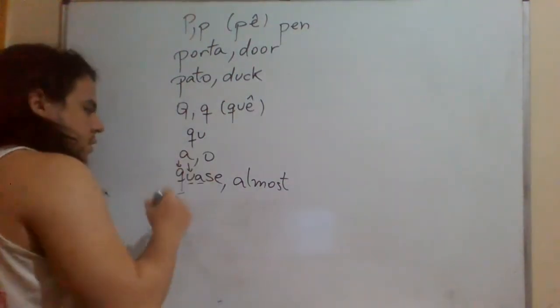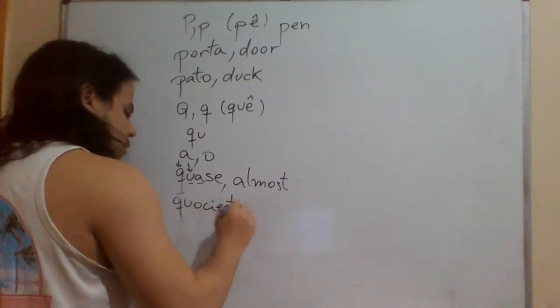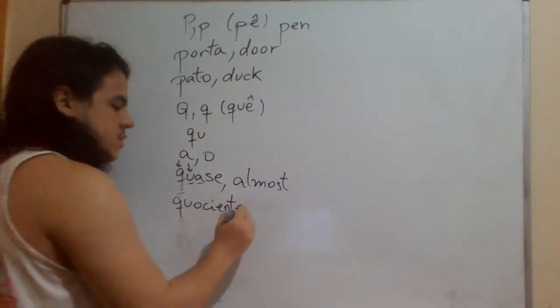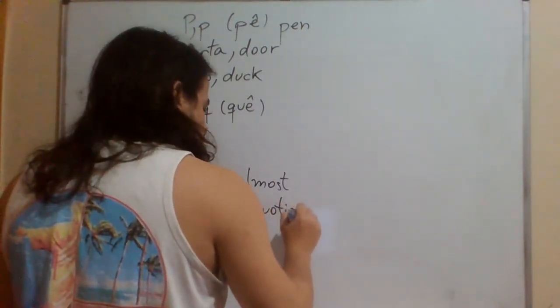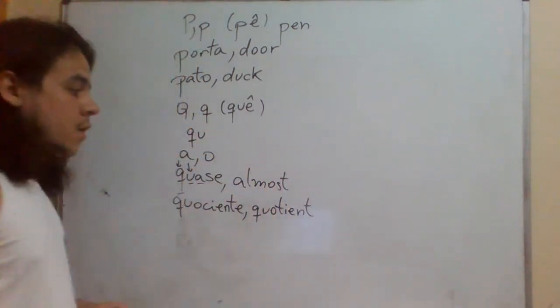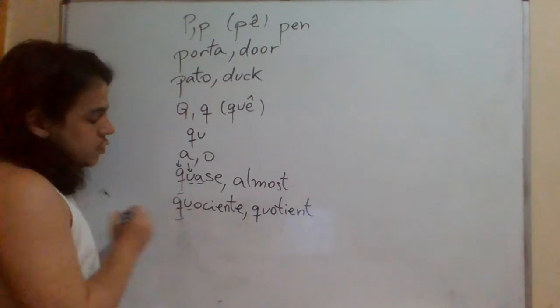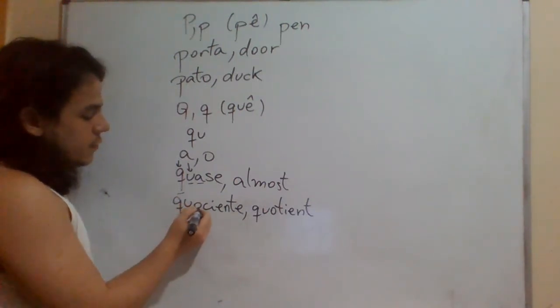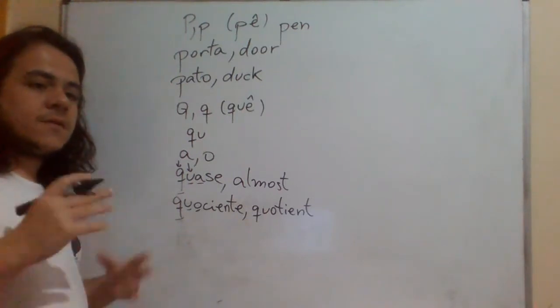And before letter O, we have this word here, quociente. It means quotient. So here we have letter Q, letter U together, and they are both before letter O. So we will have separate sounds.